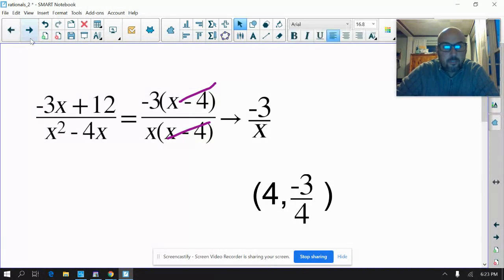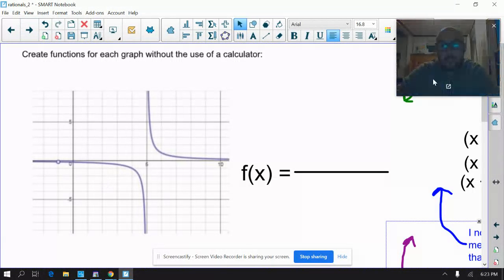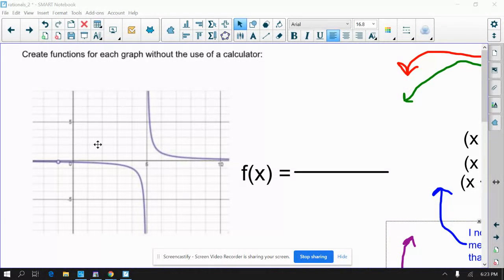Today we're continuing with rational functions, but we're kind of moving backwards. If I give you the graph, can you come up with a function? This is a great exercise. And after we do the first one, you should pause the next 3 and try to do it on your own before you get the solution.